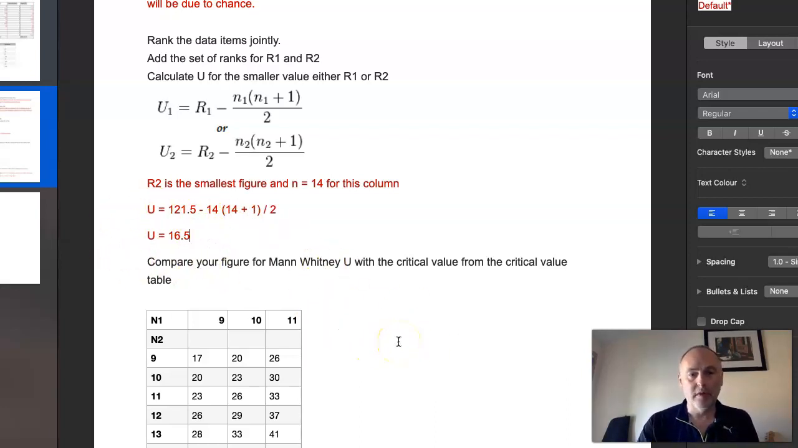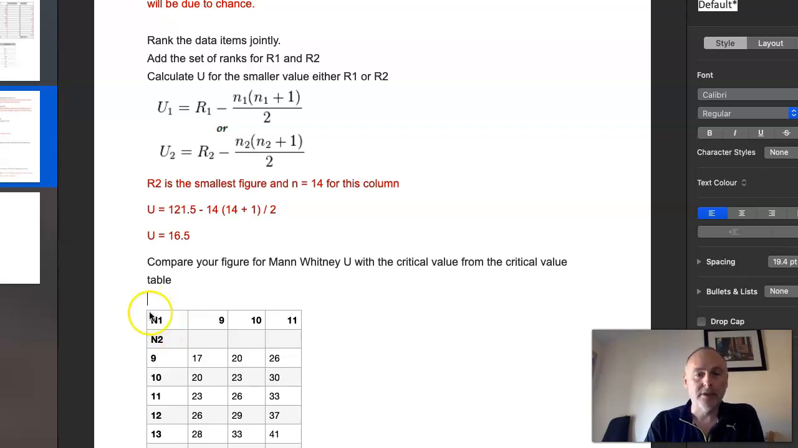Now, you should know that that's not the end of it, because we need to work out whether we can support our alternative hypothesis or not. How are we going to do that? By applying our information to this wonderful thing here. This is an example of a Mann Whitney U test critical value table. We have a row there, a column here, N1 and N2. What do these relate to? Well, it's the number of participants in each one of those columns.